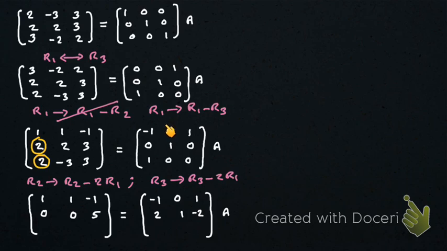1 minus twice of 0. 1 minus 0 is 1. 0 minus twice of 1. 0 minus 2 is minus 2. So I get 2, 1, minus 2 there.